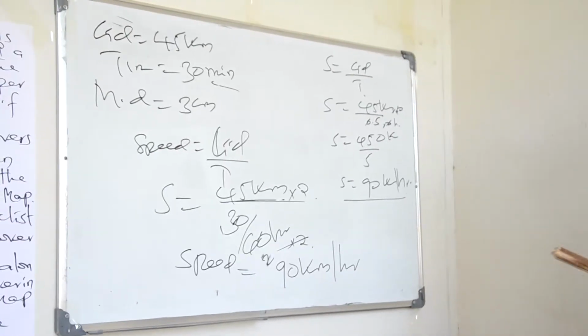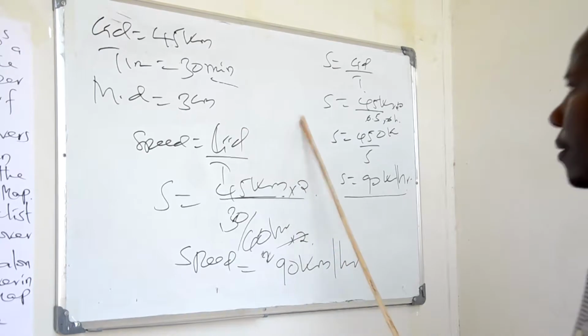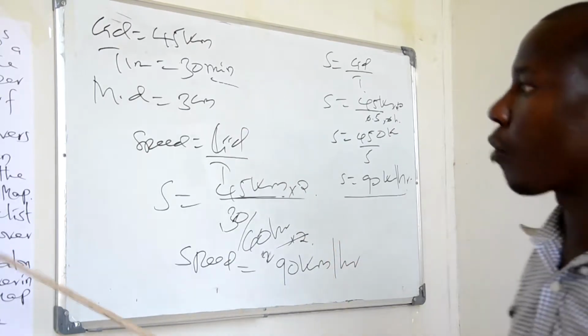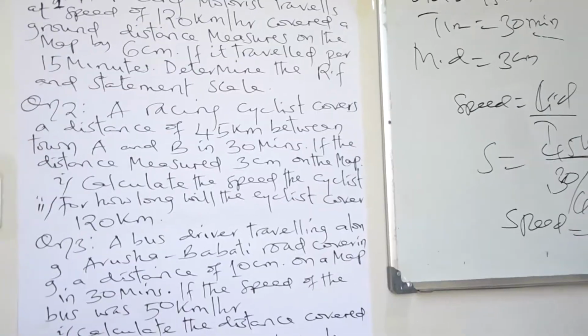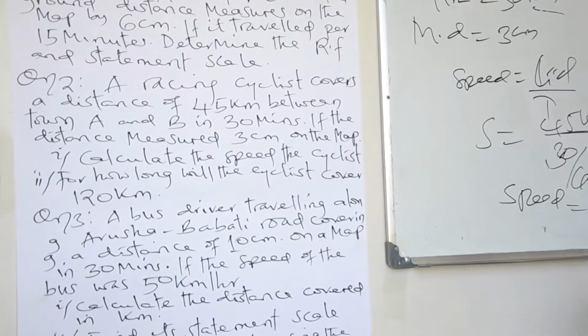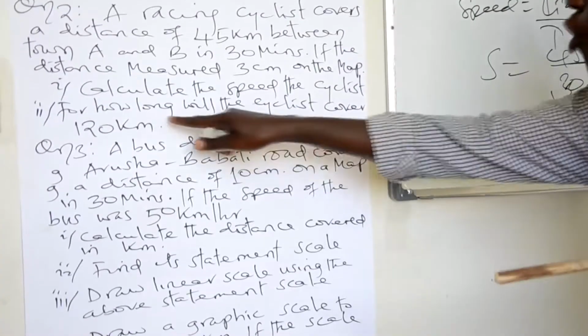That was the second question, Roman 1: to calculate the speed of the cyclist. Therefore, the speed you obtain is 90 km per hour. The second, or Roman 2: for how long will the cyclist cover 120 km?